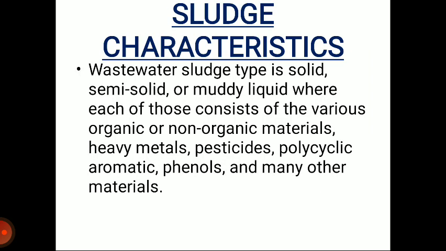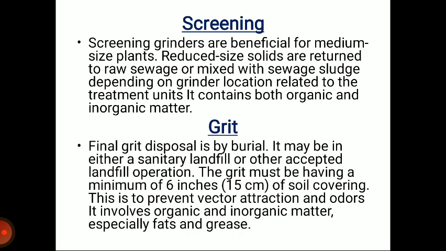Sludge characteristics: wastewater sludge type is solid, semi-solid, or muddy liquid, where each of these consists of various organic or non-organic materials, heavy metals, pesticides, polycyclic aromatic compounds, phenols, and many other materials. Screening grinders are beneficial for medium sized plants. Reduced size solids are returned to raw sewage or mixed with the sewage sludge depending on grinder location. Related to the treatment units, it consists of both organic and inorganic matter.